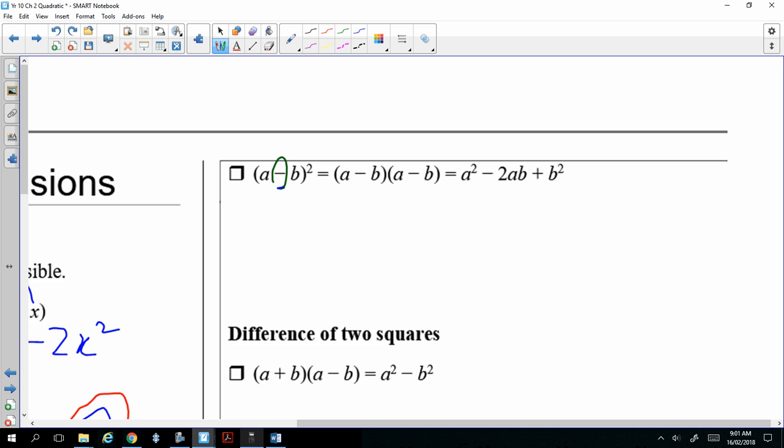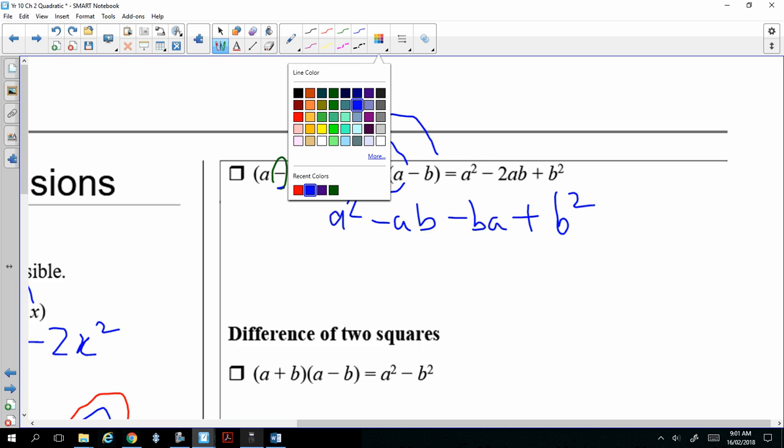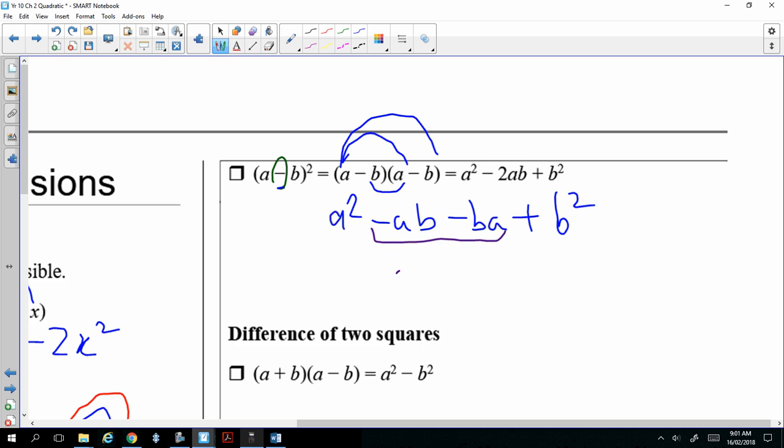Okay, good. So we're going to go a times a is a squared minus ab minus ba plus, double minus is plus b squared. And because of this, the 2 middle terms will add up to negative 2ab plus b squared. So the 2 formulas are very similar, except that this one has a minus. Okay, it's not hard to remember.